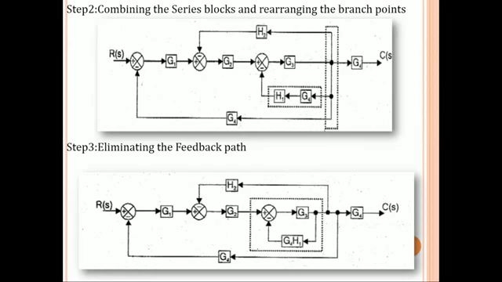What is the formula to reduce the negative feedback? We know G divided by 1 plus GH. Here the value of G is equal to G3 and the value of H is equal to G4 into H1. So now we can reduce this block, and we can reduce this summing point. Again, we can reduce these three individual blocks into a single block.